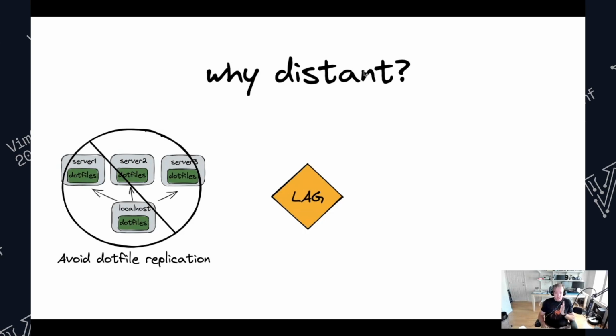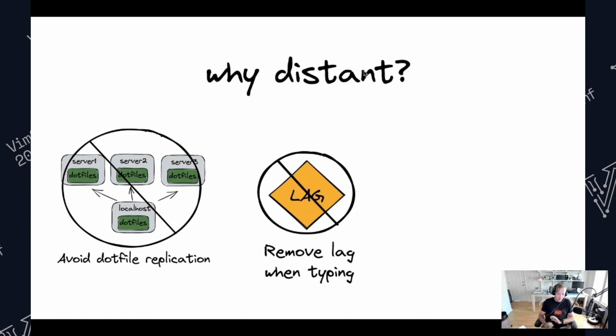With Distant, you aren't sending network requests whenever you type. You're only doing that when you write a file, read a file, do some navigation. It's much more controlled as to when you're talking to the remote server. So we're removing some of that lag when typing specifically.